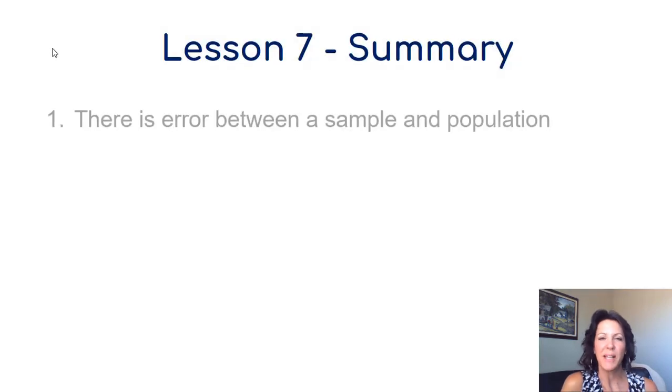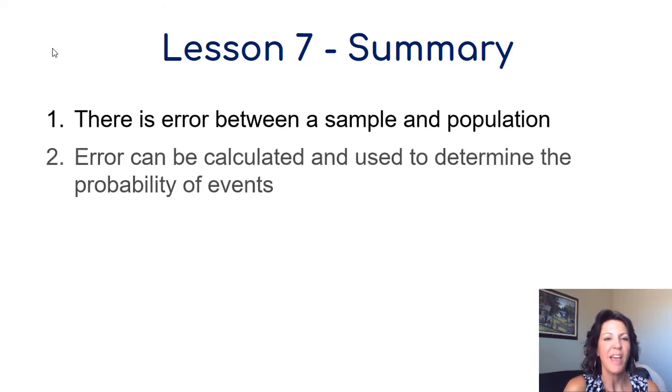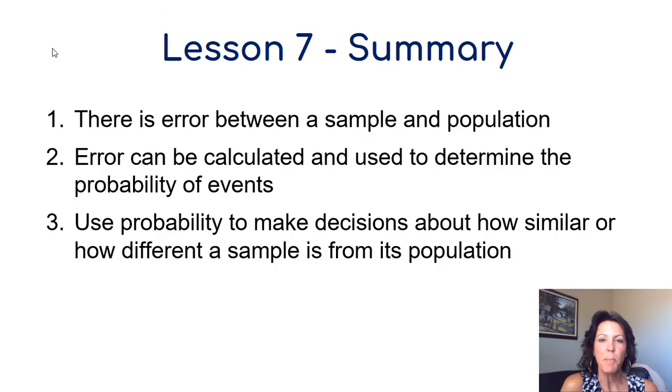So let's do a quick lesson summary. First of all, we talked about how there is error between a sample and the population. And this error can be calculated, and we can use this error to determine the probability of finding our sample mean. So we use this probability to make decisions about how similar or how different a sample is from the population.